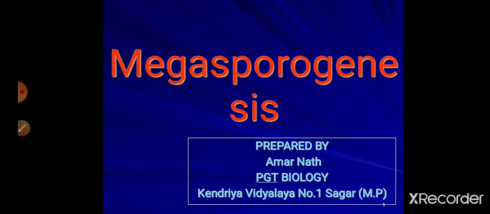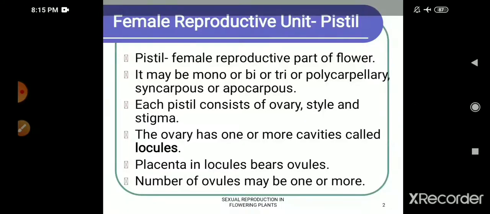Students, as we have studied the chapter Sexual Reproduction in Flowering Plants, here is a quick revision about megasporogenesis, that is, development of the megaspore or female gametophyte. First of all, we have to familiarize ourselves with the female reproductive unit, that is, the pistil. Pistil is the female reproductive part of the flower.